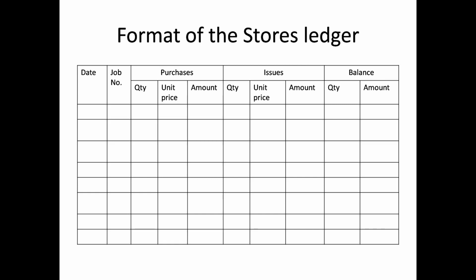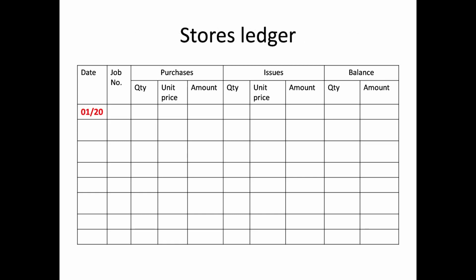Then we are coming to issues. Quantity issued and the unit price you have to decide depending on the method. Amount equals quantity multiplied by unit price. But in balance part, you have quantity and amount only. Now, please take 3 minutes and draft this format. Example 1 under specific identification method.